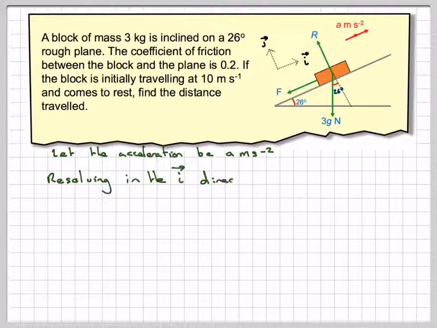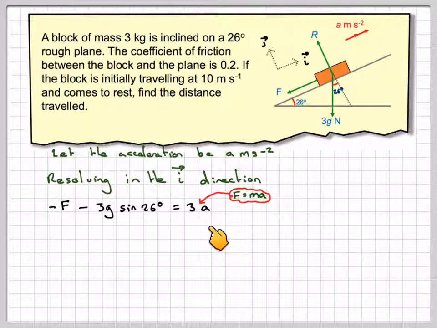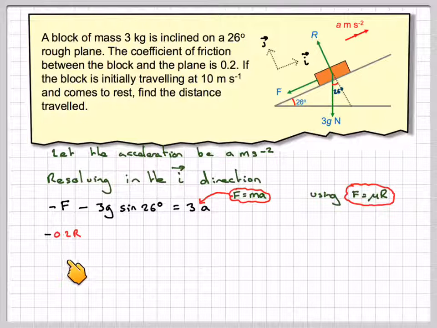Then resolving in the i direction, which is this way, there's nothing going this way, so it's going to be minus F and then minus 3g sine 26 degrees. And that's going to be equal to the mass, which is 3, times the acceleration, which is what we need to find. Now we know that F, because it's friction, is equal to mu R. So F will be equal to, in this case, minus 0.2R minus 3g sine 26 is equal to 3a.